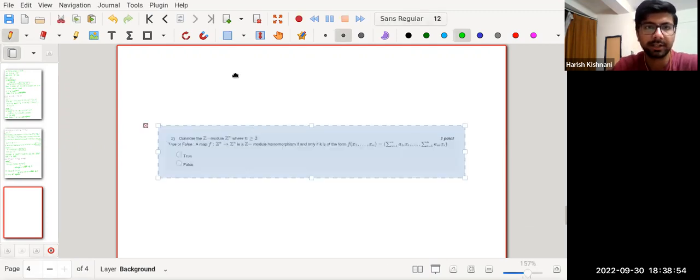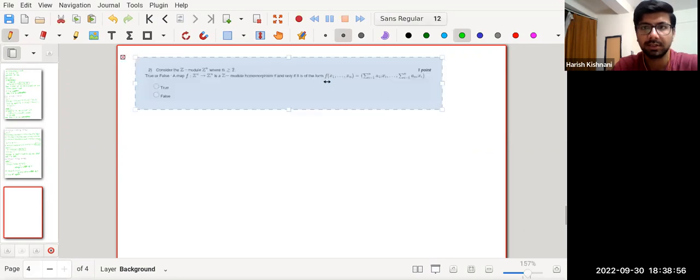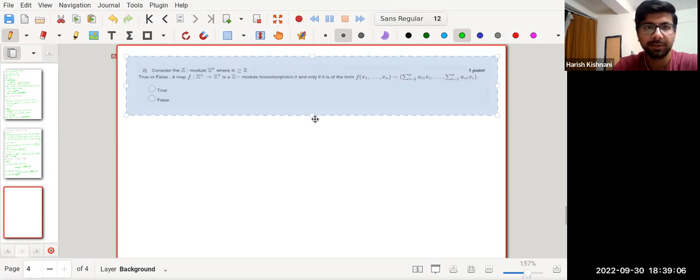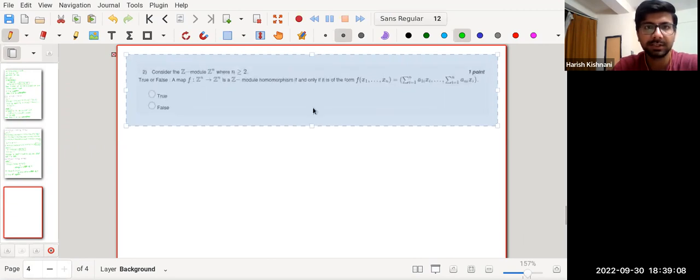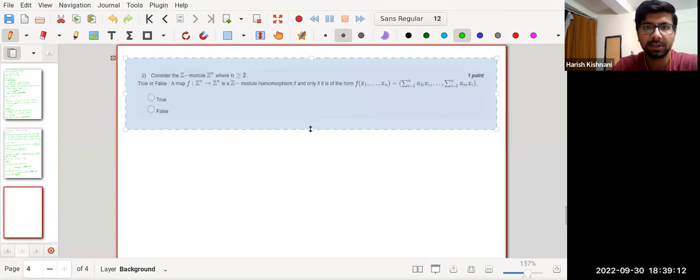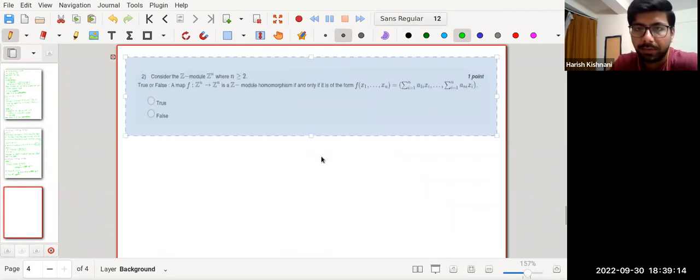Yeah, here it is. So it says for a Z module Z^n, where n is greater than or equal to 2, you need to check whether the following statement is true or false. That a map f from Z^n to Z^n is a Z module homomorphism if and only if it is of the form f of (x1, x2, ..., xn), a linear sum of the xi's in each coordinate.